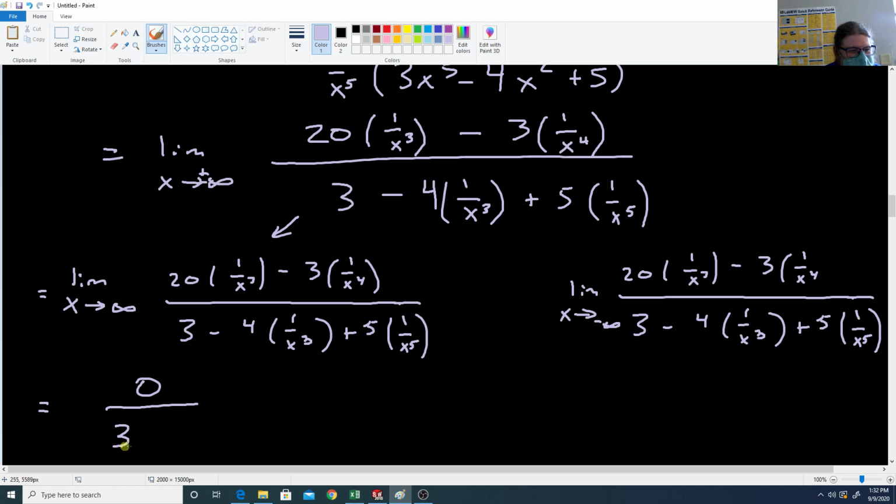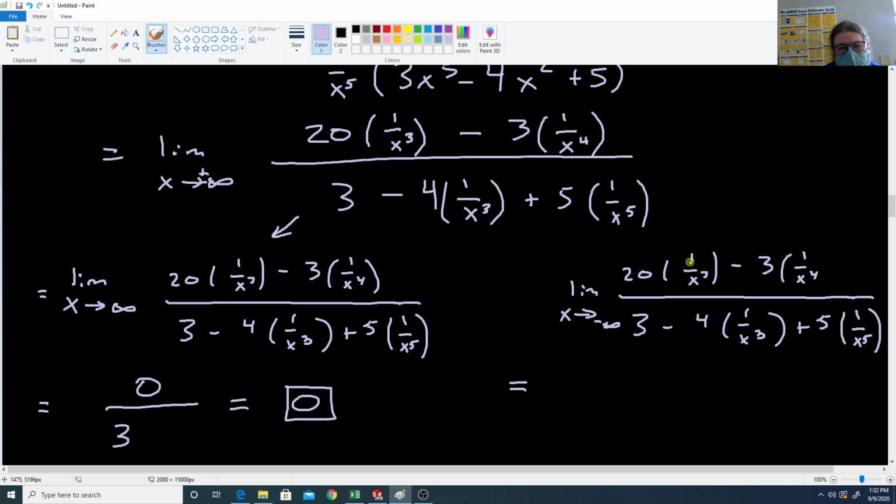Down below we get a 3, and the same thing happens. 1 over x cubed goes to 0. 1 over x to the fifth goes to 0. 4 times stuff going to 0 goes to 0. 5 times stuff going to 0 goes to 0. So we get 3 minus 0 plus 0, which is just 3. So this is 0 over 3, which is 0. So the limit as x approaches infinity heads to 0.